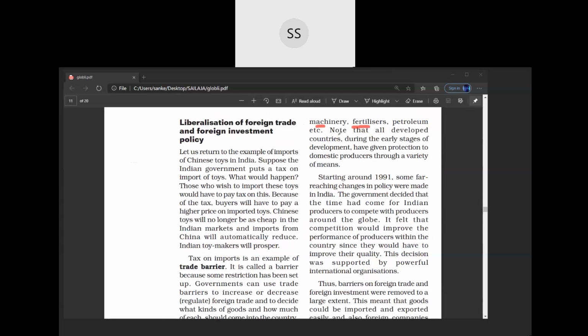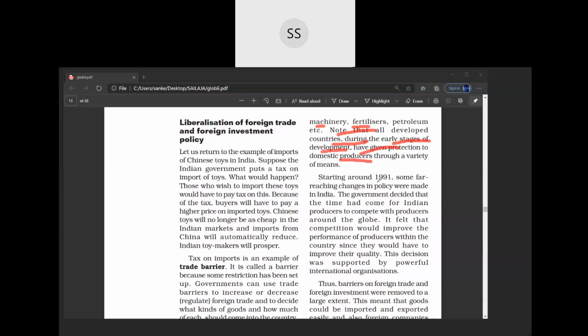So, it's not only India. Take any developed country, any European country, all the countries in the beginning of their development have given protection to their producers. That means every developed country, whether it is Britain or France or Germany, has protected its producers by putting restrictions.